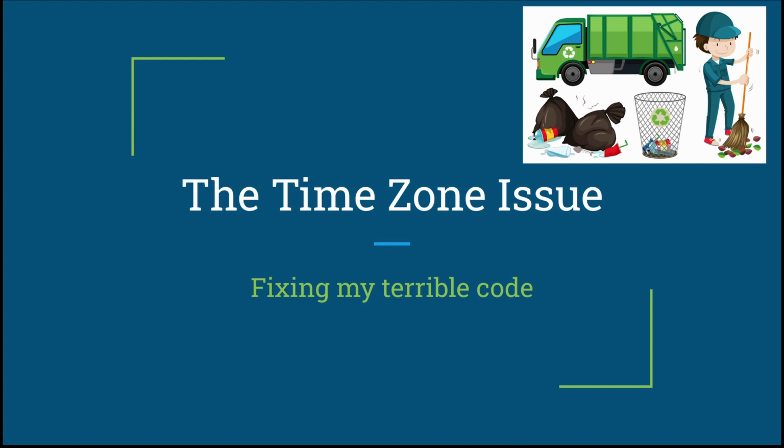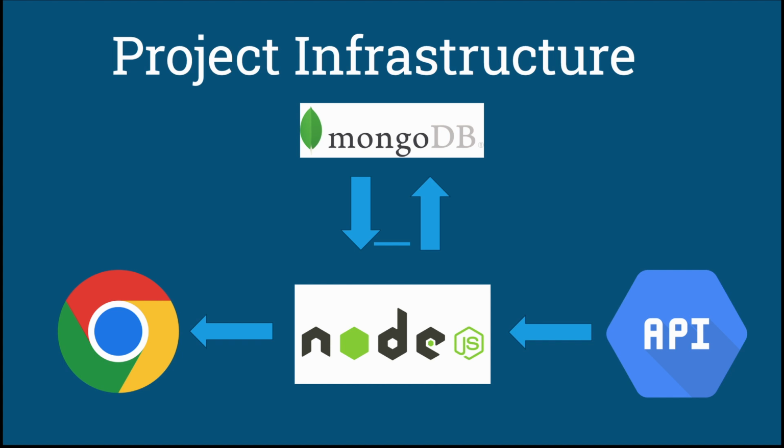Today I'm going to be fixing some of the terrible code that I've written for my Chrome extension. Before we go through the code, I just want to briefly explain how the project works. The code that we'll be looking at today belongs to the NodeJS server, which is really the driver of the whole project. At scheduled intervals, the backend server sends requests to the external API for data used by the Chrome extension. After the response is received, this data will then be reformatted and stored in the MongoDB database.